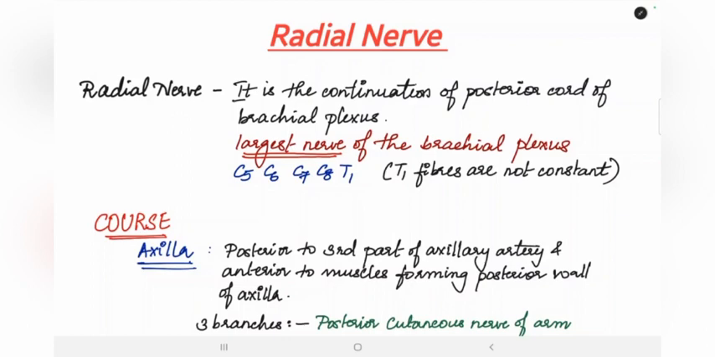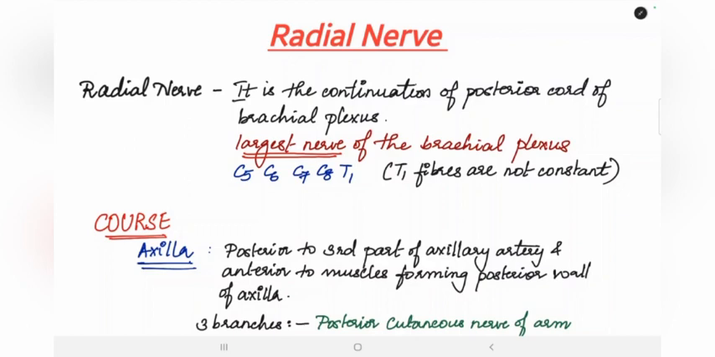So while we write an answer about the radial nerve, whether it is a short essay or a long essay, we have to make sure that we write the course of the radial nerve, that is, which branches it gives off, which muscles it supplies, what its relations are, and which are the different parts. Talking about the course, let's start from where it is formed. We know that it is formed as a branch of the posterior cord in the axilla.